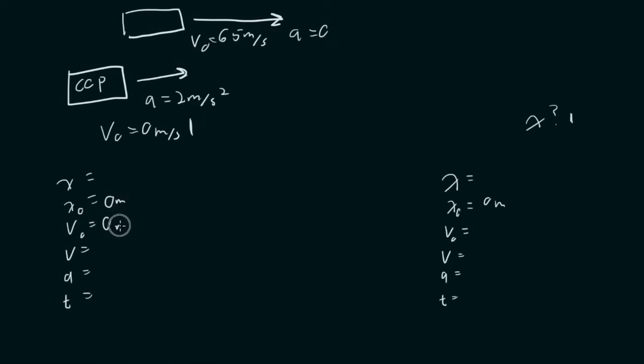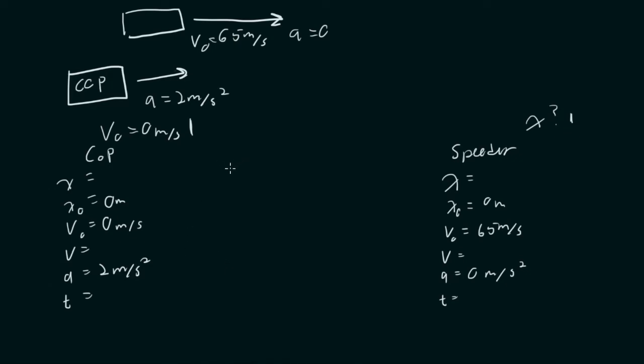The cop's initial velocity is 0 meters per second. So this is the cop. This is the speeder. The speeder is starting at 65 meters per second, but is not speeding up. 0 for an acceleration. And the cop has a 2 meters per second squared for an acceleration.